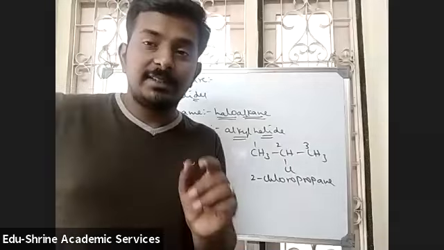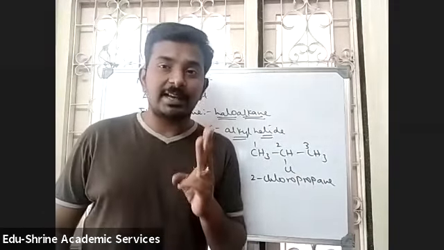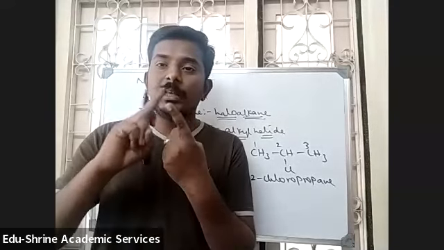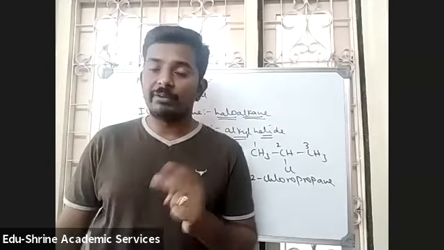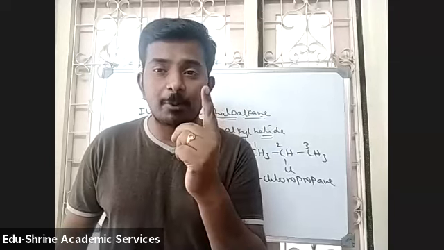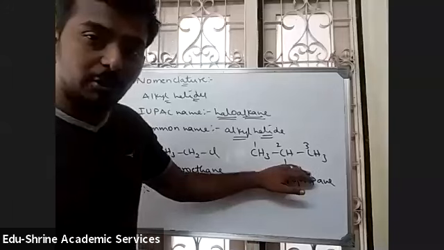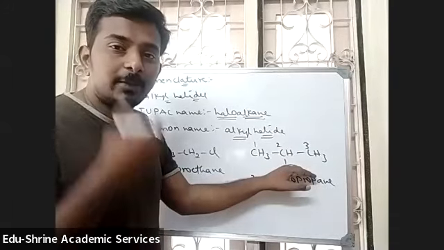Now see here, listen carefully. Whenever there are three carbon atoms, there is a possibility of two common names. One is N-propyl, the other one is isopropyl. Tell me students, if I forget about this chlorine, is this N-propyl or isopropyl?